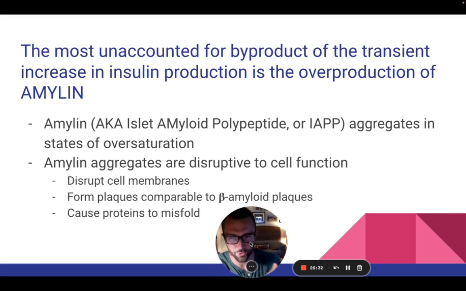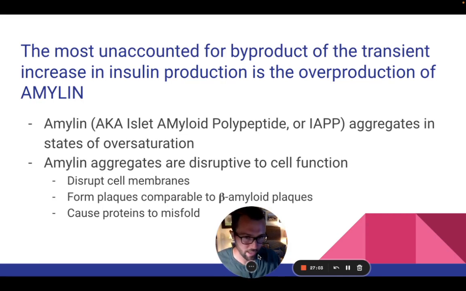So amylin is also called islet amyloid polypeptide, or IAPP. It's even shown in some papers as HIAPP, which just means human islet amyloid polypeptide. There are some experiments using rat or rodent IAPP. It's all kind of based on amylin. But of note, remember, beta cells make amylin and insulin.